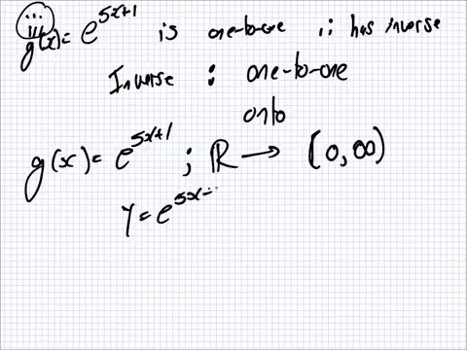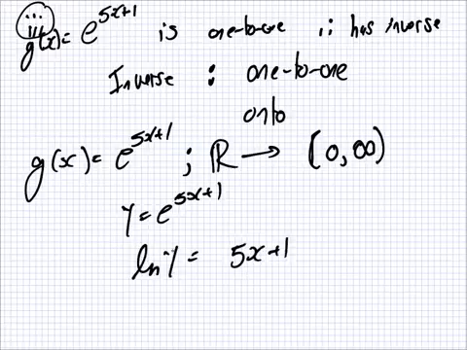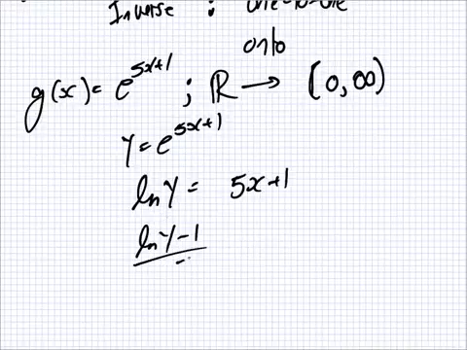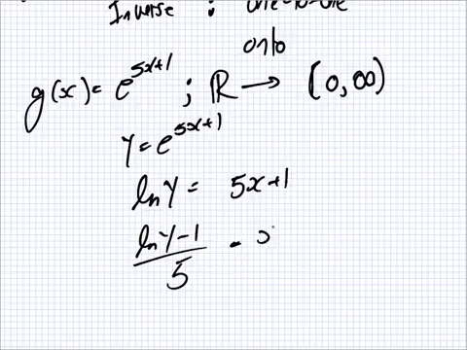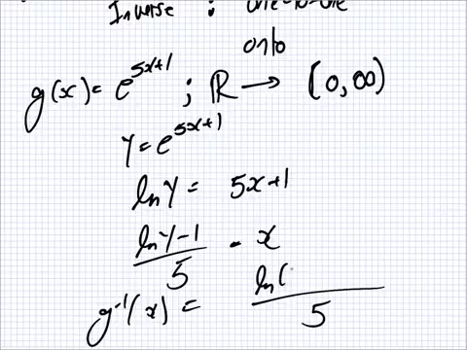So we solve for x. How do I cancel the e? Log. So I get log y minus 1 over 5 equals x. So the inverse function is log y minus 1.